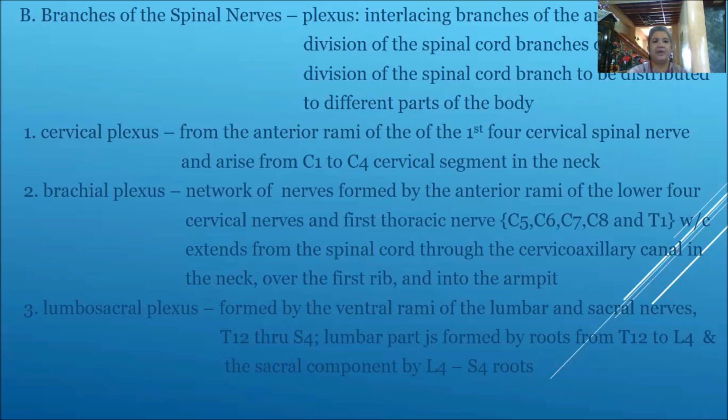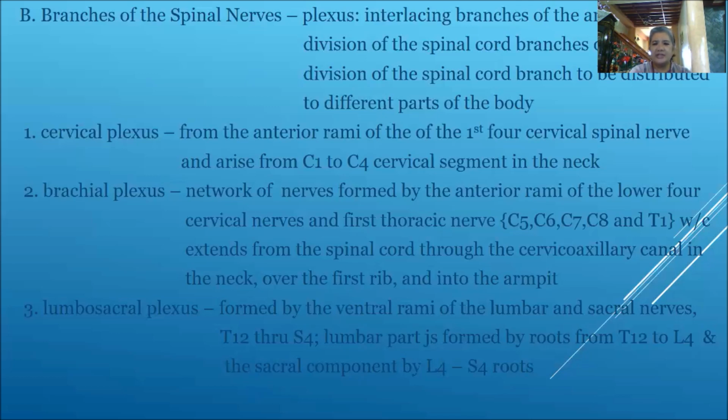So you have 3 plexuses in our body. You have the cervical plexus, which is from the anterior rami of the first 4 cervical spinal nerves and arises from C1 to C4 cervical segment of the neck. Then you have the brachial plexus, which is a network of nerves formed by the anterior rami of the lower 4 cervical nerves and the first thoracic nerves.